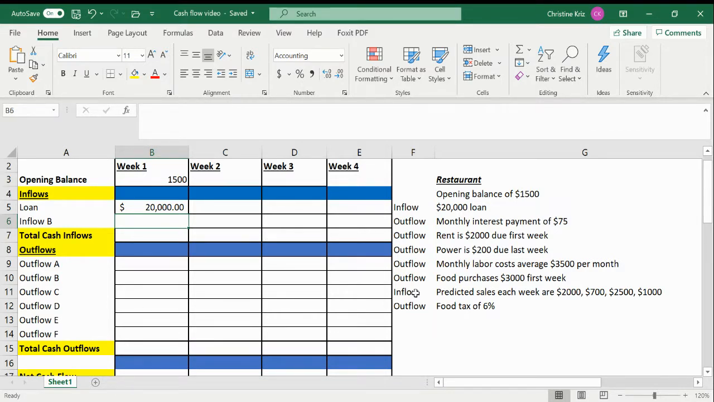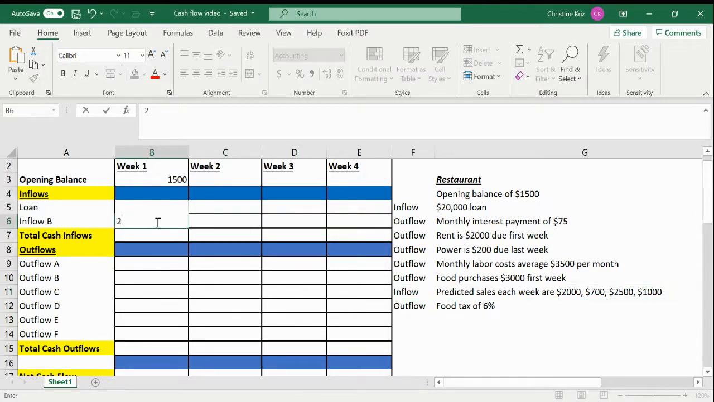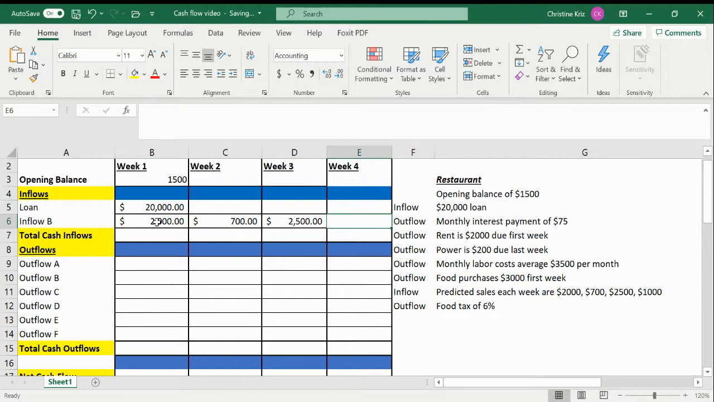So we've got our predicted sales here, and I'm going to type those in each of the weeks. We've got $2,000 for week 1. We have $700 in week 2, because maybe there's a rise in cases, so people don't come out as much. And then in week 3, we figure out, oh, we're going to do takeout and curbside again, so we increase back up to $2,500. And then other restaurants open, so there's some more competition, so we see a decrease to $1,000. Okay, so those are our total inflows.